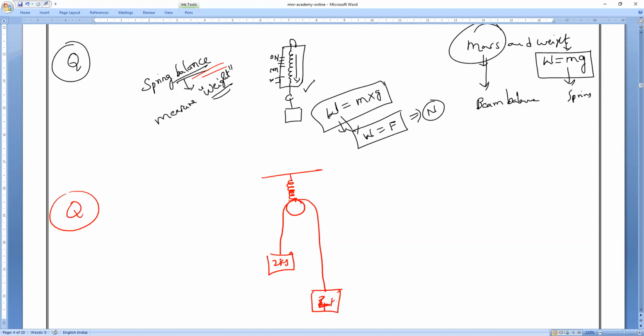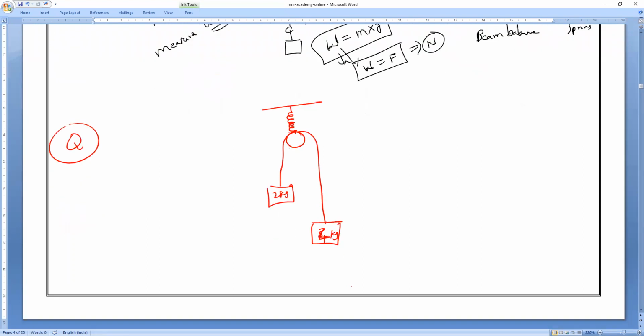How much is the mass? 4 kg. And the spring constant. This is like a spring balance. So what is the use of a spring balance? A spring balance is to measure the weight. Just remember, it is like a weight machine.